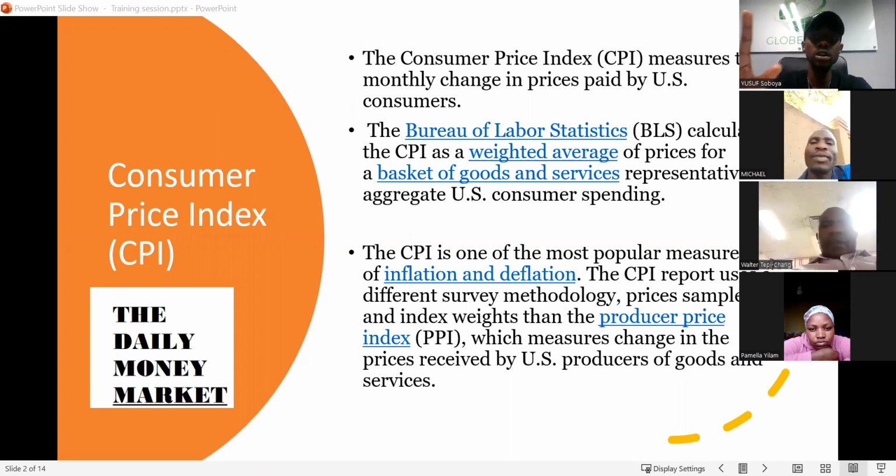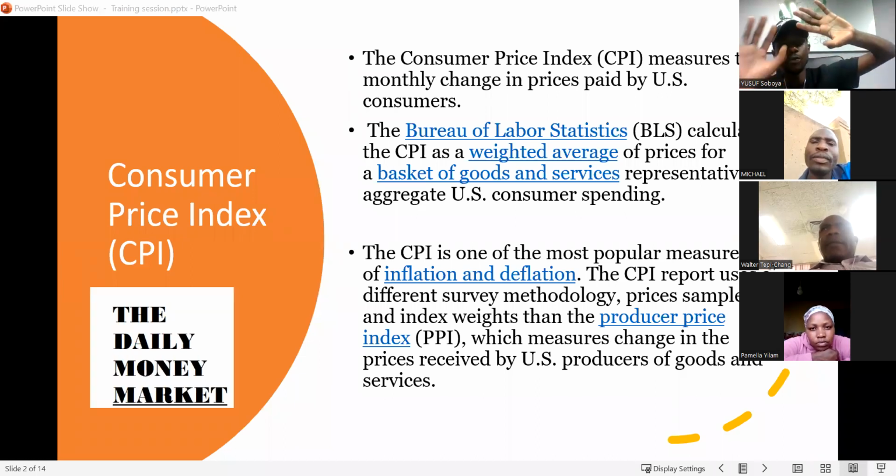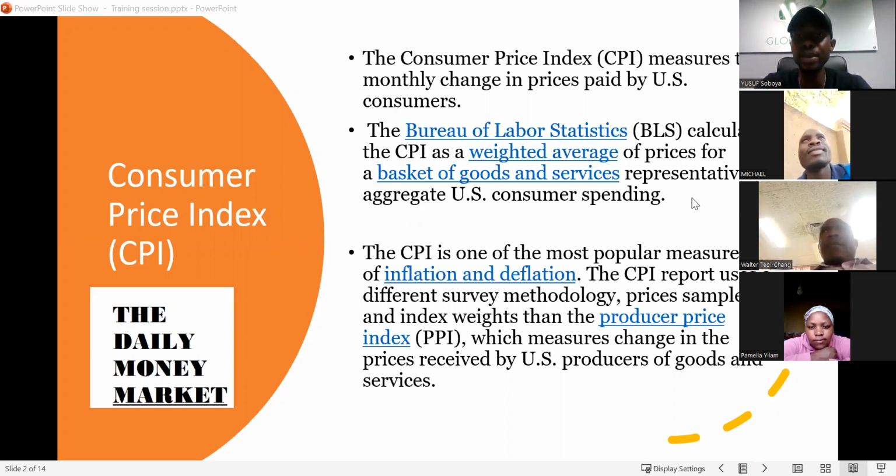So it's all about how much these guys are spending and how much the prices have moved from the last spending to the new spending, right? The movement, the change from the last spending to the next spending. It is calculated by the BLS, the Bureau of Labor Statistics. Again, these are the same guys that deal with NFP, the non-farm payroll. The CPI is one of the most popular measures of inflation and deflation.